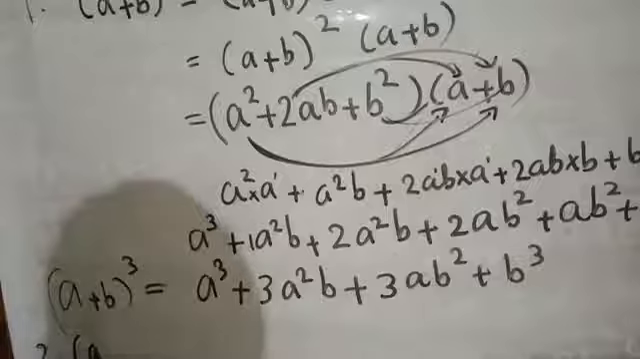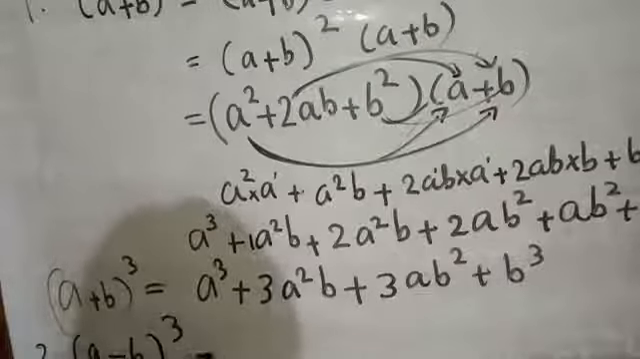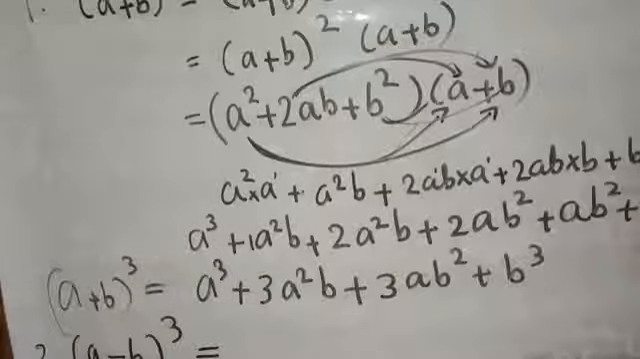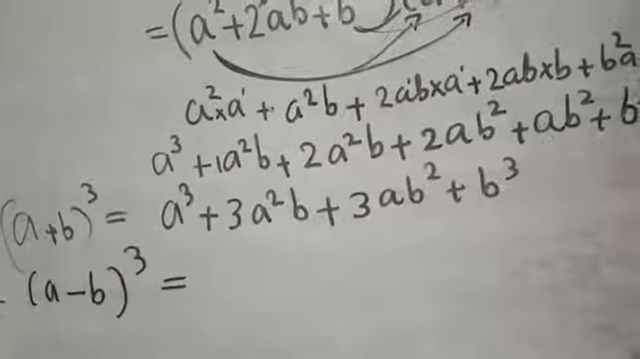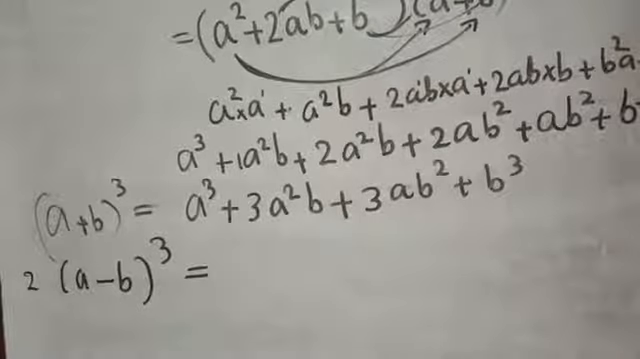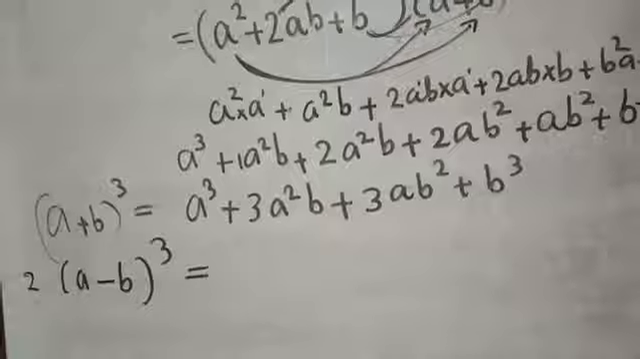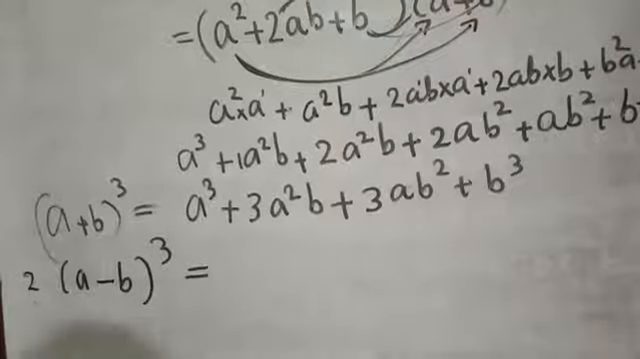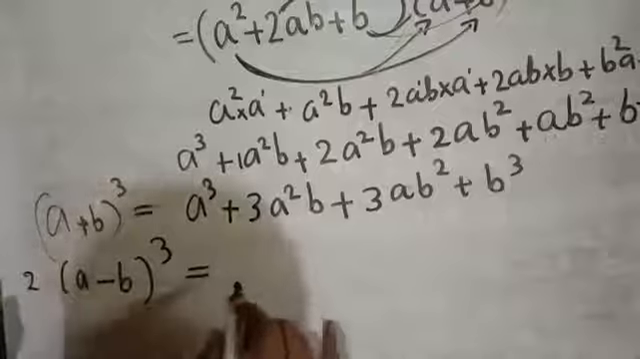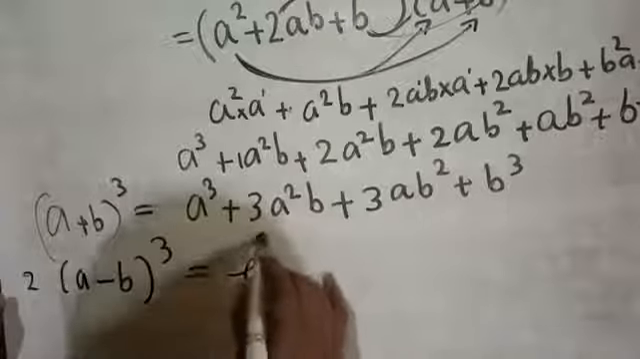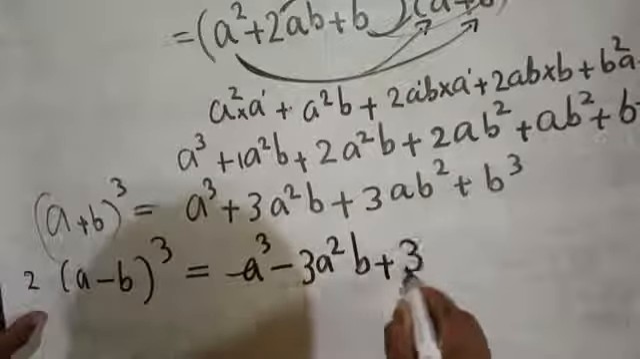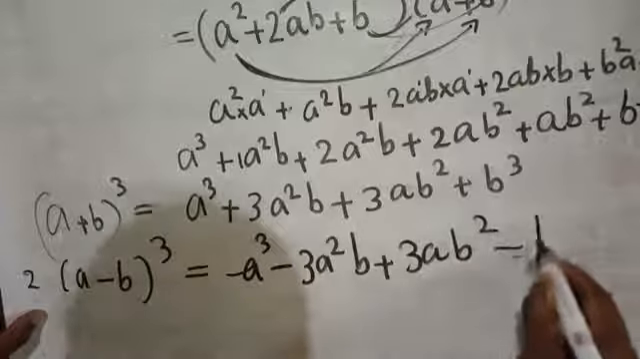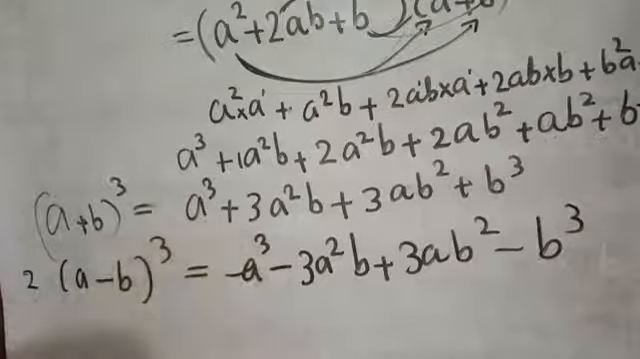Same way we can write a minus b the whole cube. Second one, a minus b the whole cube. No need to write the proof. A minus b the whole cube means a minus b into a minus b into a minus b. That is a minus b the whole square into a minus b. What is a minus b the whole square? A square minus 2ab plus b square into a minus b. I am not writing the steps, you just look at the text. The answer is a cube minus 3a square b plus 3ab square minus b cube.